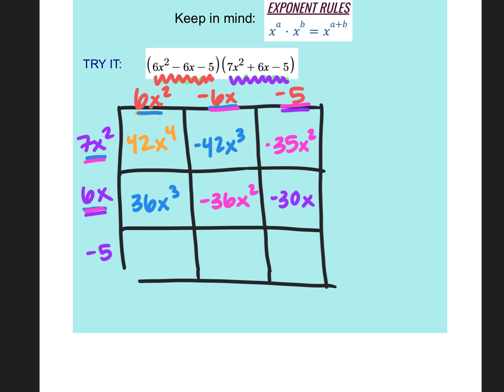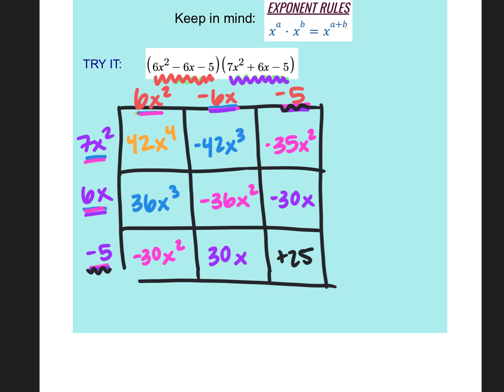In the bottom row, starting with -5 times 6x squared, giving me -30x squared. Bottom middle, we're going to have -5 times -6x. Negative times a negative is a positive, so I get +30x. And then lastly, we have -5 times -5, giving me a total of +25.